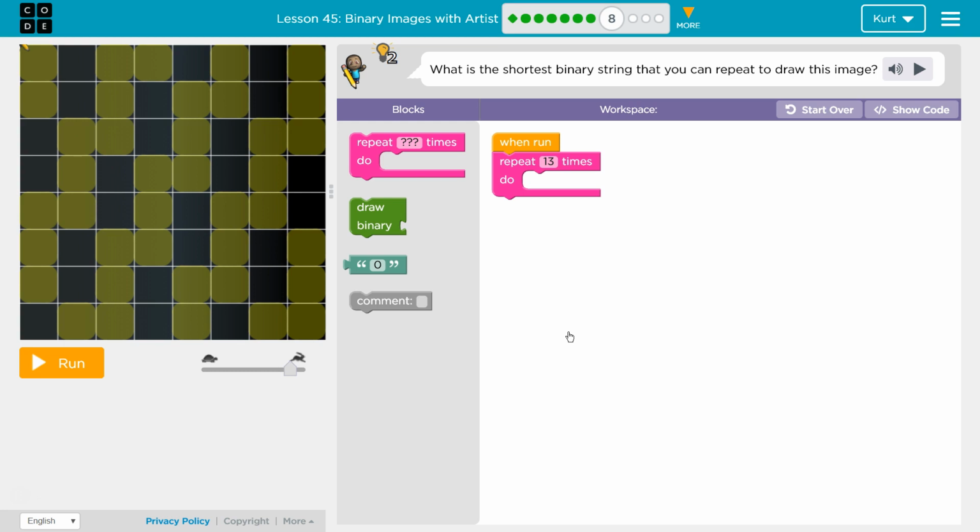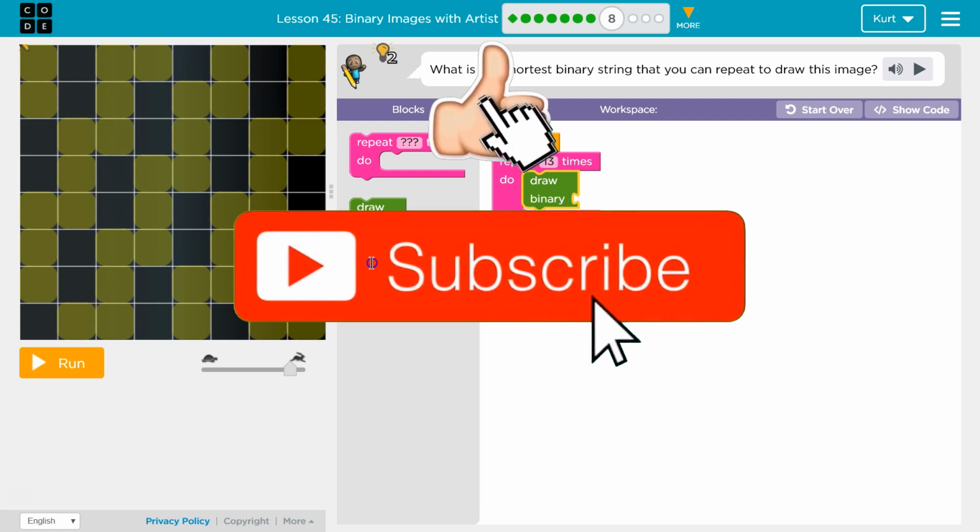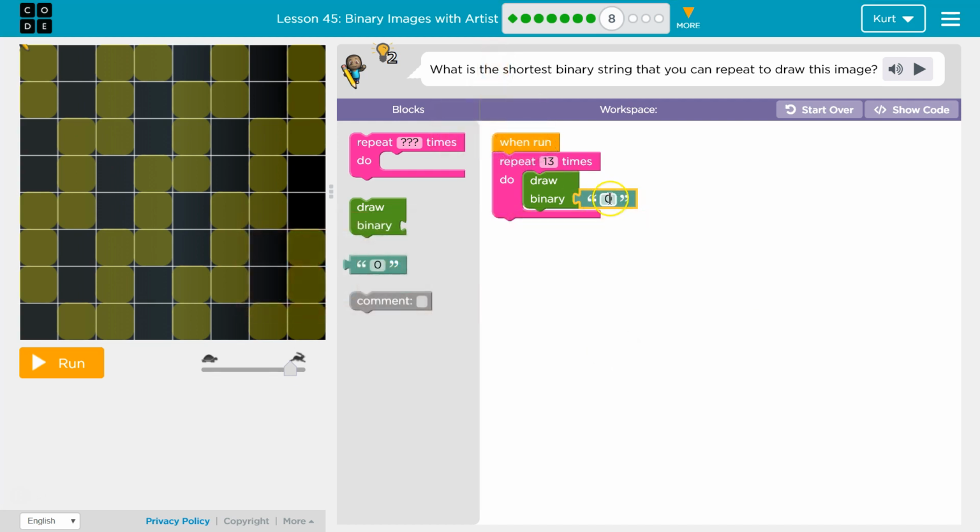What is the shortest binary string that you can repeat to draw the image? So we need to find a pattern. So we know we're going to repeat the string 13 times. We want to draw something in binary. And a string just means this in quotes. It's digits or letters or anything, but we know we're doing zeros and ones.